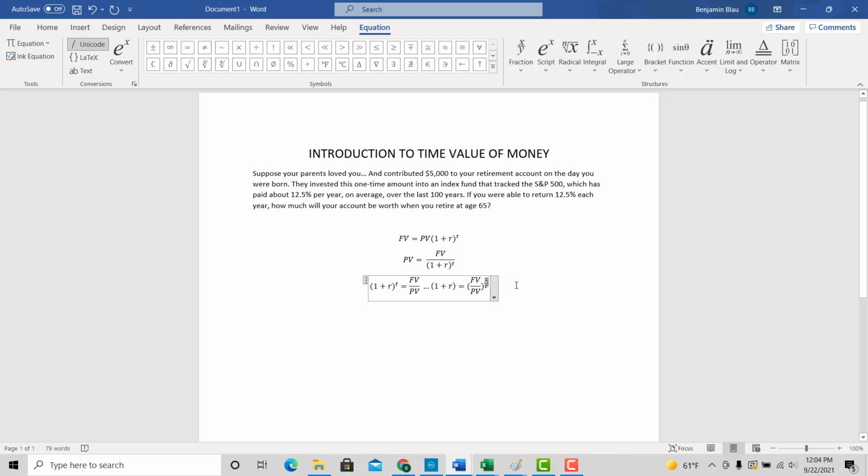So then, all I've got to do is go back and edit this. All I've got to do is subtract 1 from both sides to get R by itself here.